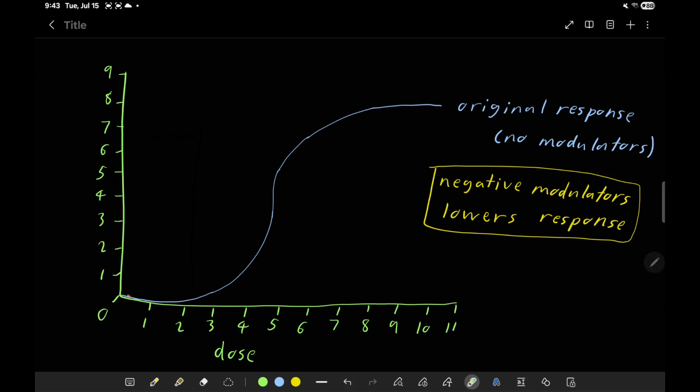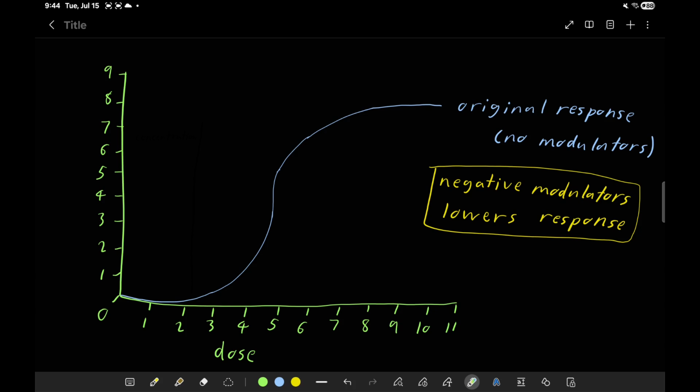So here, this is the response that your agonist alone produced by binding to orthosteric sites. And now when we add our negative modulator, it will antagonize this response. And this can happen a number of ways. For example, it might lower its efficacy or it might lower its potency.